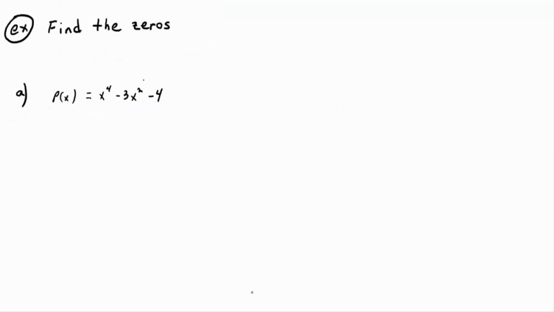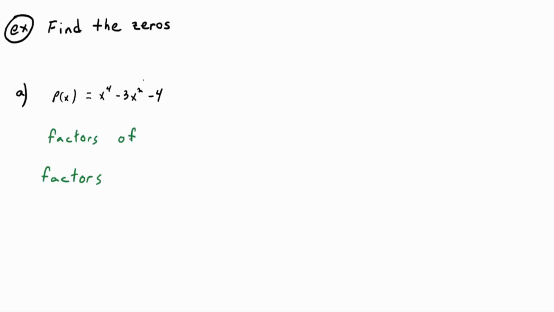Okay, so we're going to find the zeros of p of x equals x to the fourth minus 3x squared minus 4. So my suggestion is to first list the possible rational zeros. It gives you a starting place. So to list the possible rational zeros, we find the factors of two things. What are they? We want to find the factors of what two numbers?